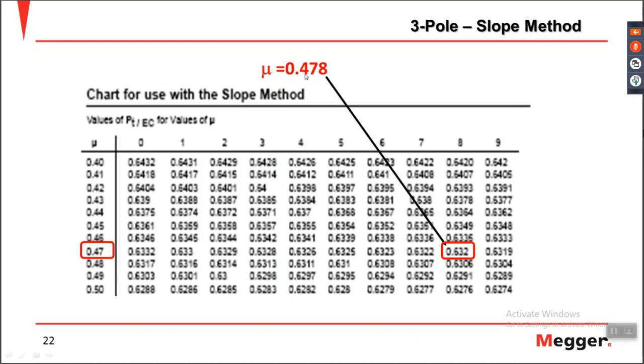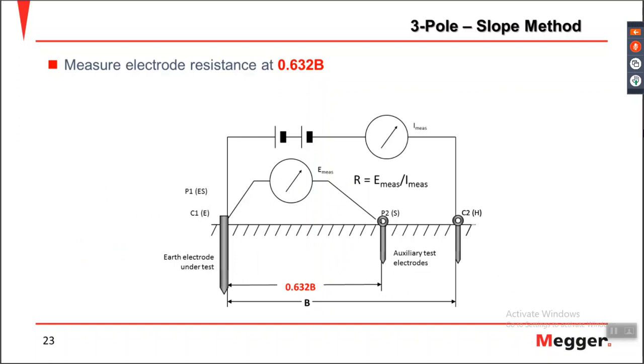So 0.47, you find from this value, and then the 8, you use the same row and find the 8 value here, and then you find this value, 0.632. So this value you can use to put the potential probe. So it means we got this value.